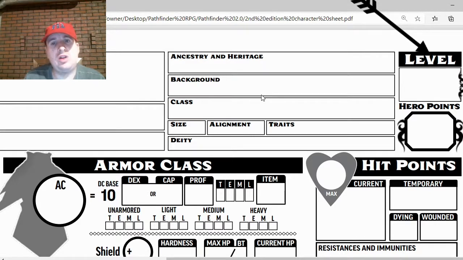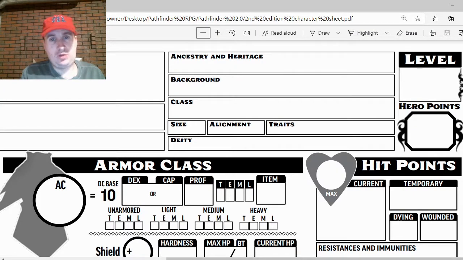Most characters start at first level, but your GM may decide to bring you in at a higher level, especially if you're coming in midway through the game, because that does happen. Players leave, so you have to find someone to replace them. Yeah, and it wouldn't be fair to start you off at first level when the rest of the party is level 3.